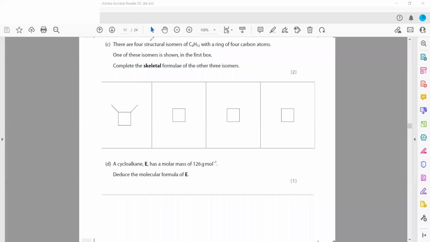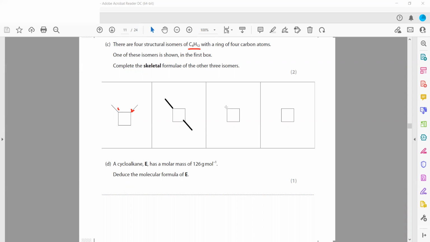In part C, there are 4 structural isomers of C6H12. So cyclic alkanes C6H12 with a ring of 4 carbons. One of these isomers is shown in the first box. We have to draw the skeletal formula of the other 3 isomers. So what we can do is change the position of a branch. Here, at first and second, we have a branch. We can simply change the position of a branch. First and second is already there, so we can make a branch at first and third. Like this will be first and then third.